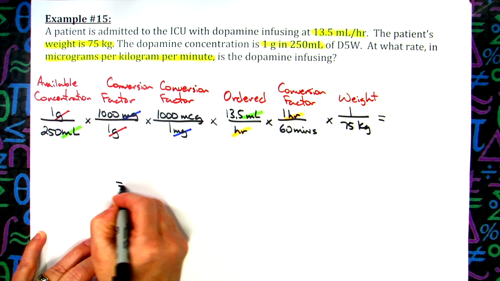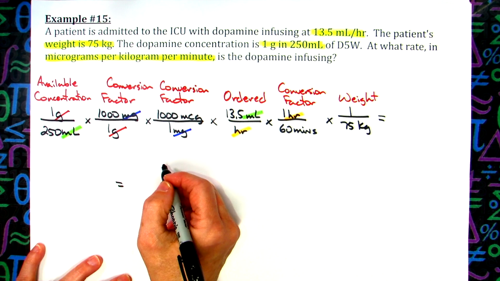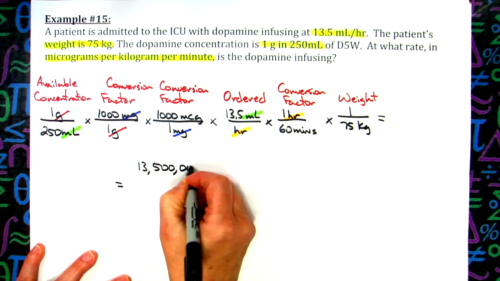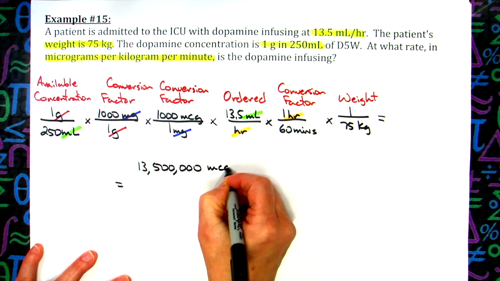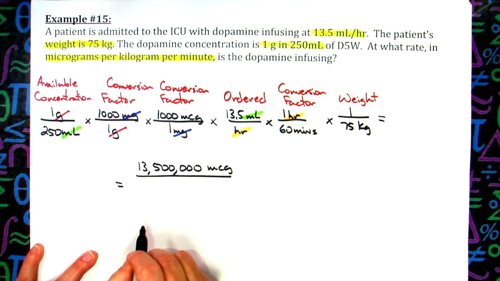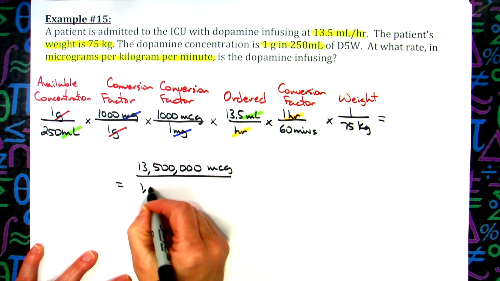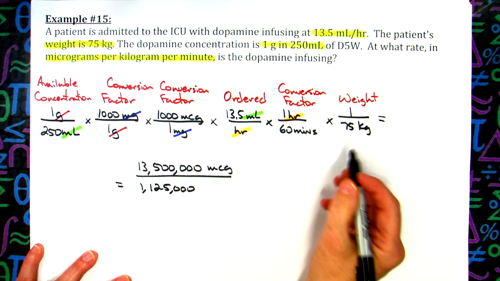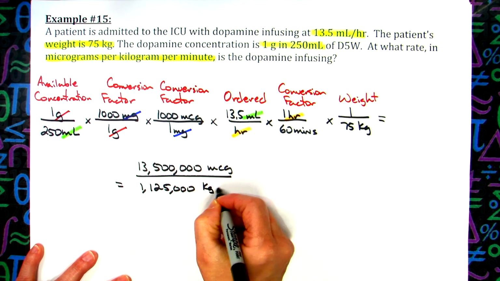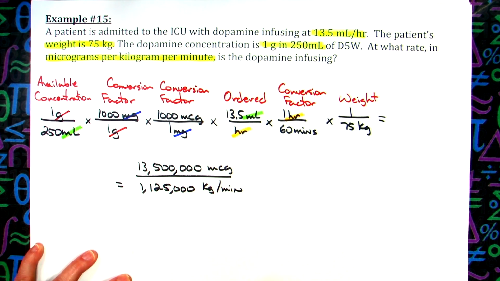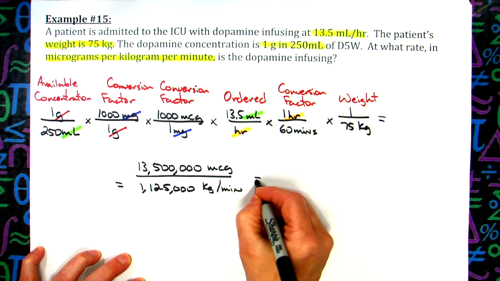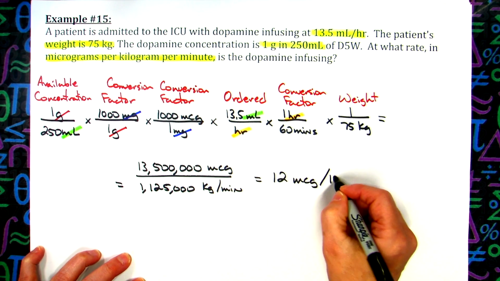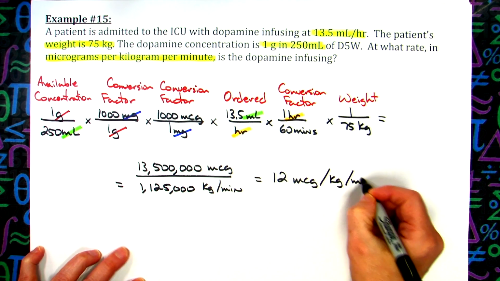So let's come down here. Multiplying all those numbers across the top, I'm going to have 13,500,000, and the only label is micrograms. Multiplying the numbers on the bottom will be 1,125,000. The only labels there on the bottom are kilograms per minute. So then when you divide those two things out, I'm going to get 12 micrograms per kilogram per minute.